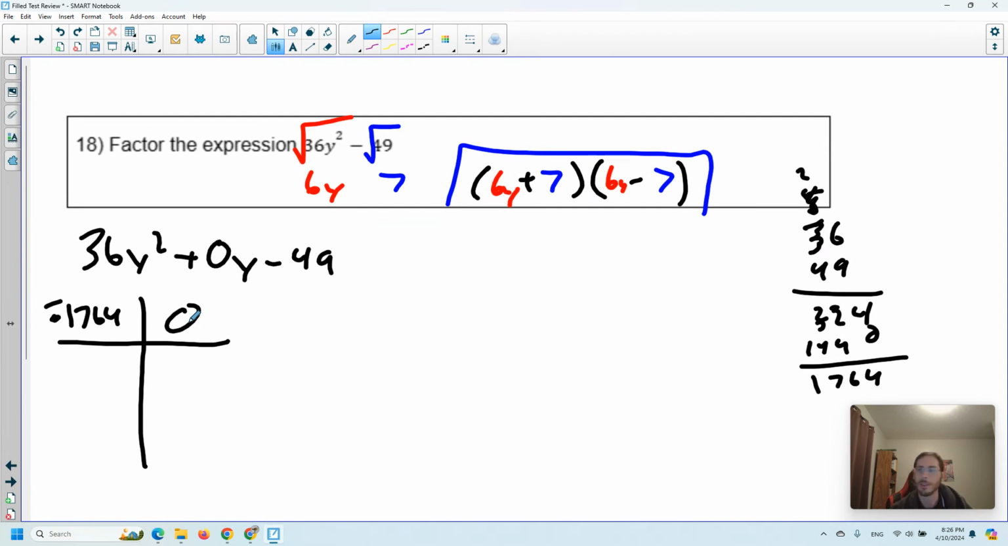Okay, well, it's a good thing that I know my tricks. The answer has to be 42 because 50 squared is 2,500. So 25 minus 8 is 17. 8 squared is 64. 50 minus 8 is 42. Perfect. 42 times negative 42. Add them up. We do get 0.